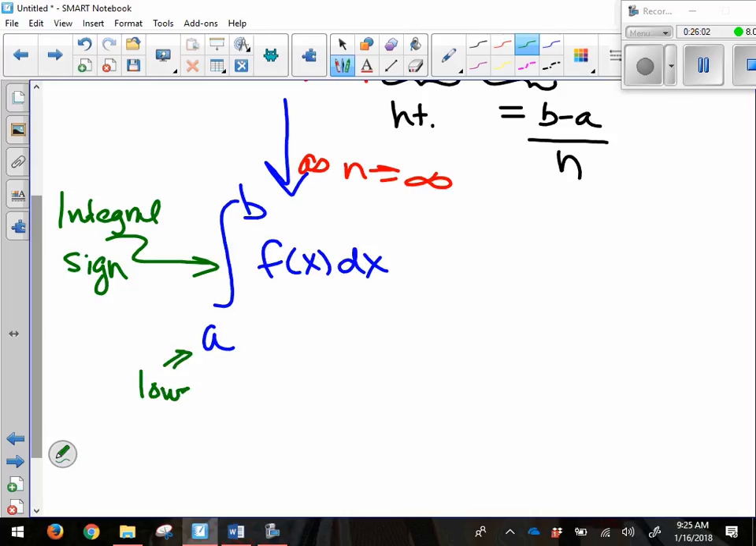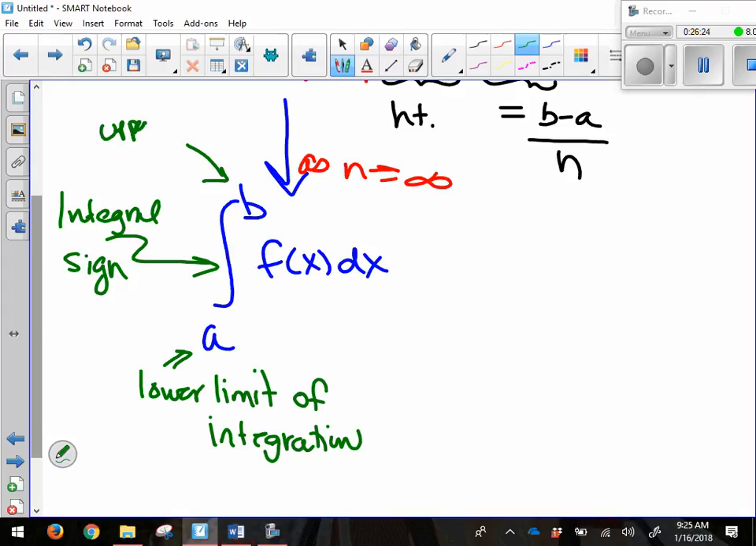A is the lower limit of integration. And it's also the lower limit of the interval. And B, you might guess, is the upper limit of integration.